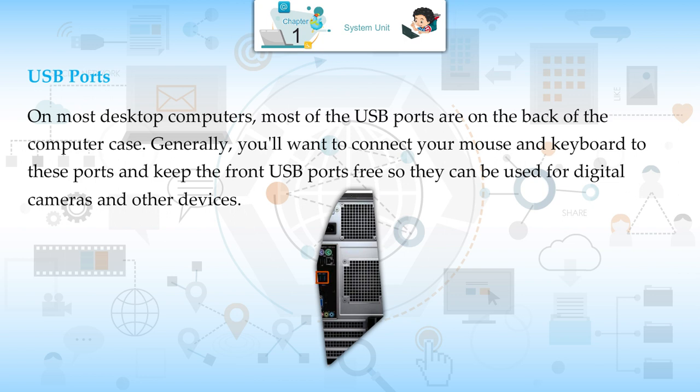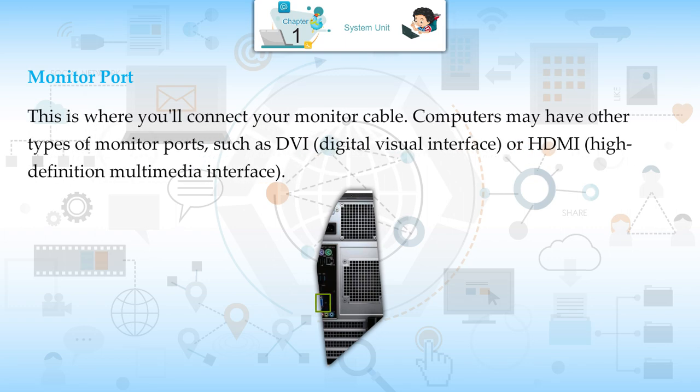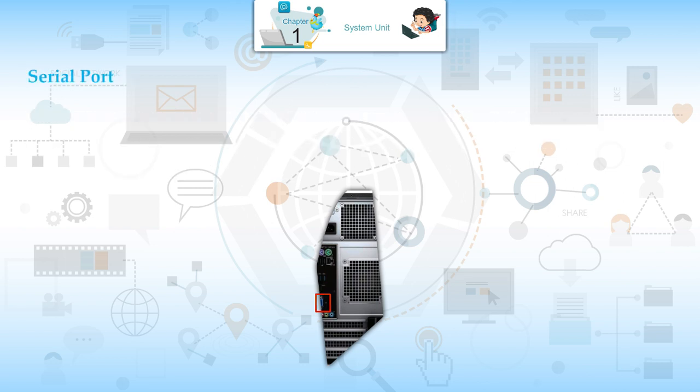Generally, you'll want to connect your mouse and keyboard to these ports and keep the front USB ports free, so they can be used for digital cameras and other devices. Monitor port. This is where you'll connect your monitor cable. Computers may have other types of monitor ports, such as DVI, Digital Visual Interface, or HDMI, High Definition Multimedia Interface.